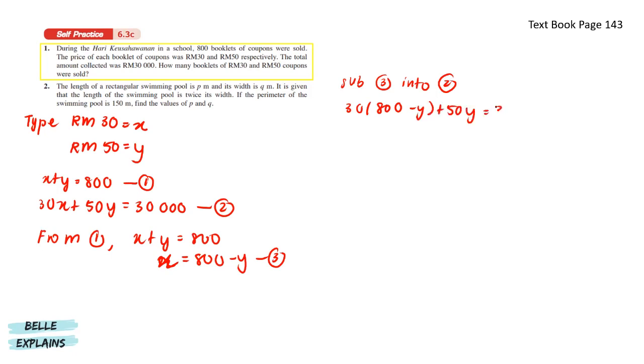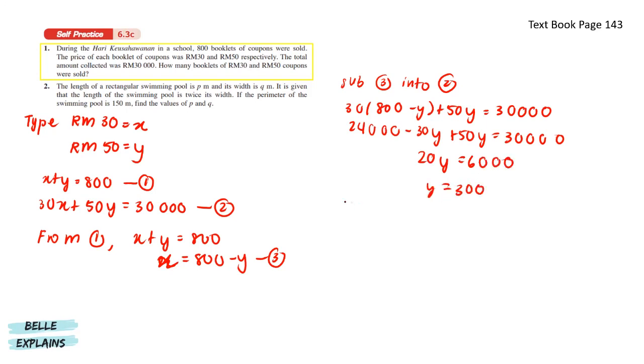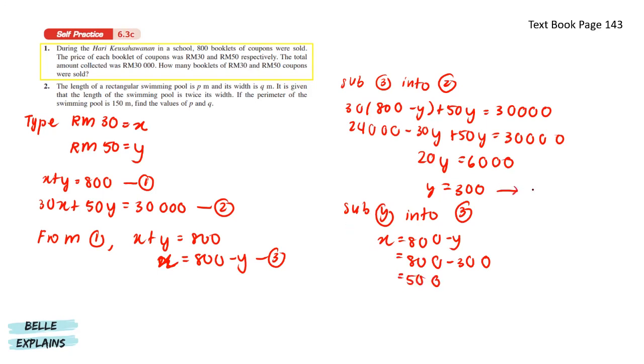Expanding and solving this equation gives us the value of y at 300. Now that we know the value of y, let's sub and we can find the value of x at 500. So here we know that 500 pieces of Rm30 coupons and 300 pieces of Rm50 coupons were sold.